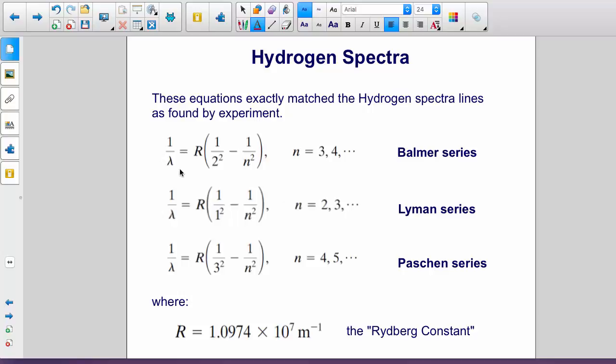1 over the wavelength of the spectral line, 1 over lambda, is equal to R, a constant known as the Rydberg constant, times the difference between the inverse squares of two integers. And Rydberg's constant was given by 1.0974 times 10 to the 7 per meter.